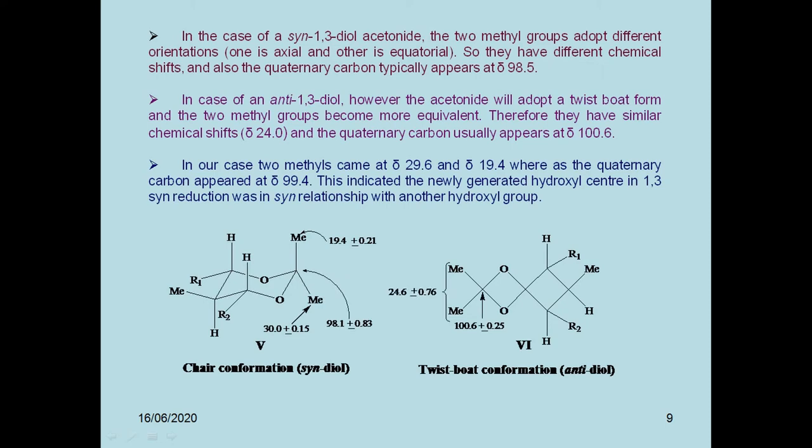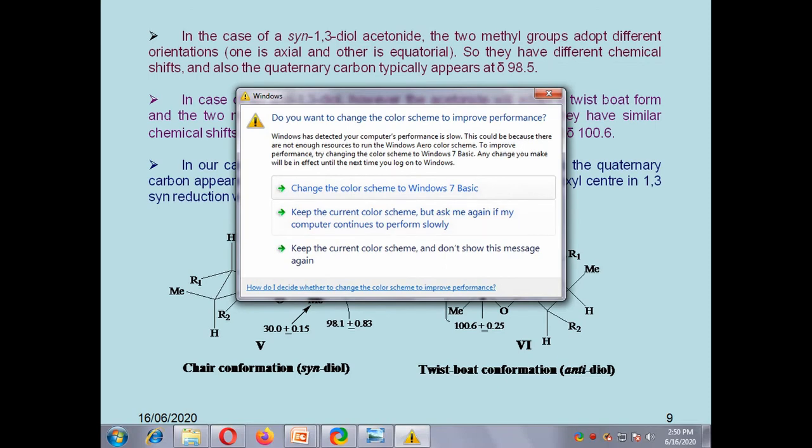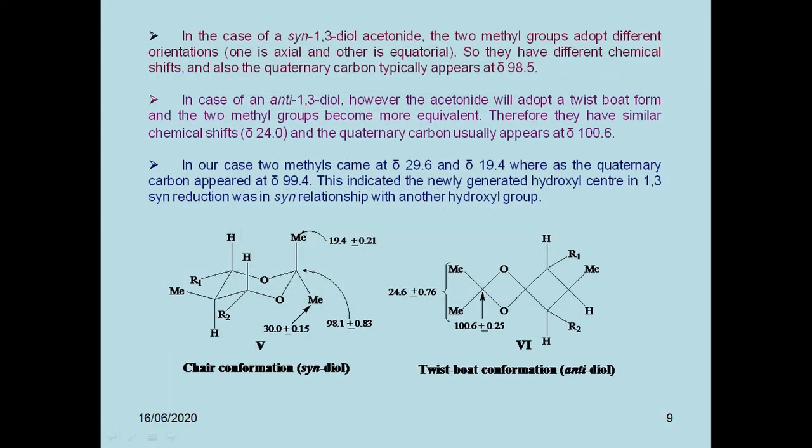Here I'm explaining a simple methodology, but presently I'm not interested in the methodology. In general, we use this method to confirm the stereochemistry of 1,3-diols. If you take a syn 1,3-diol, the two methyl groups adopt different conformations, so they have different chemical shifts, and the quaternary carbon typically appears at 98.5. For a syn-diol chair conformation, you will get two methyls, one at 30 and one at 19.4. If you take an anti-diol, both methyls come around 25. For a syn-diol the quaternary carbon is at 98, and for an anti-diol it is above 100. This is the empirical data.